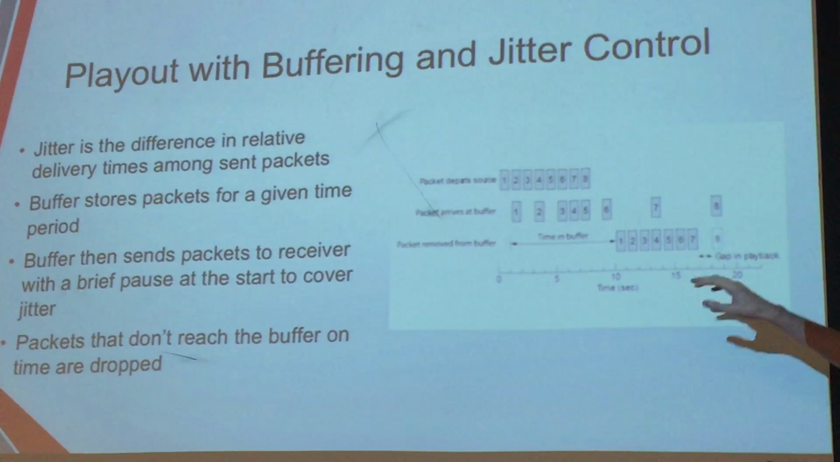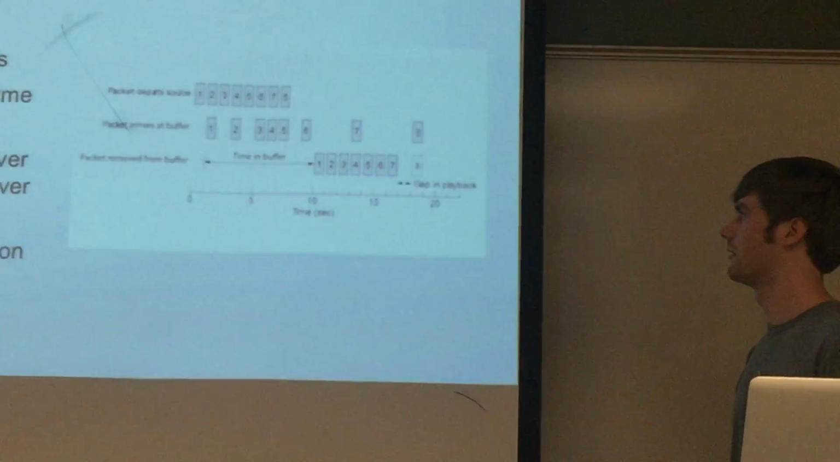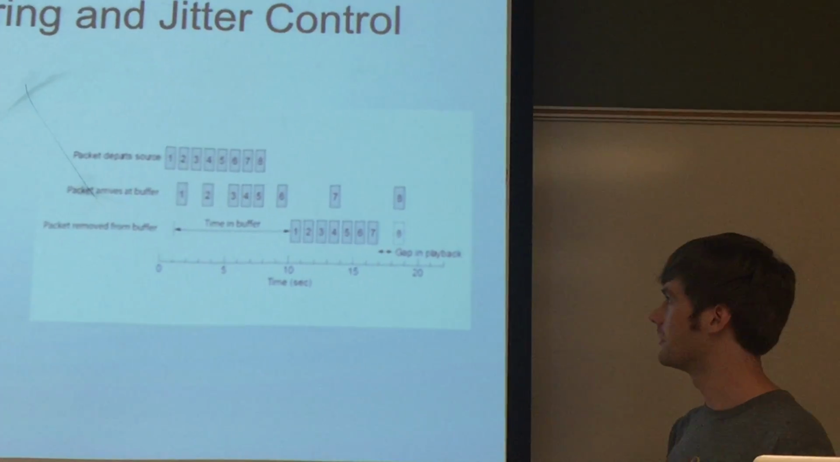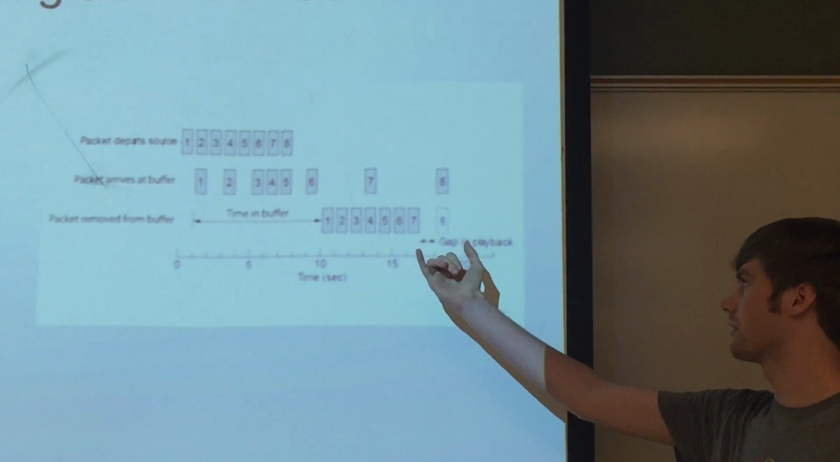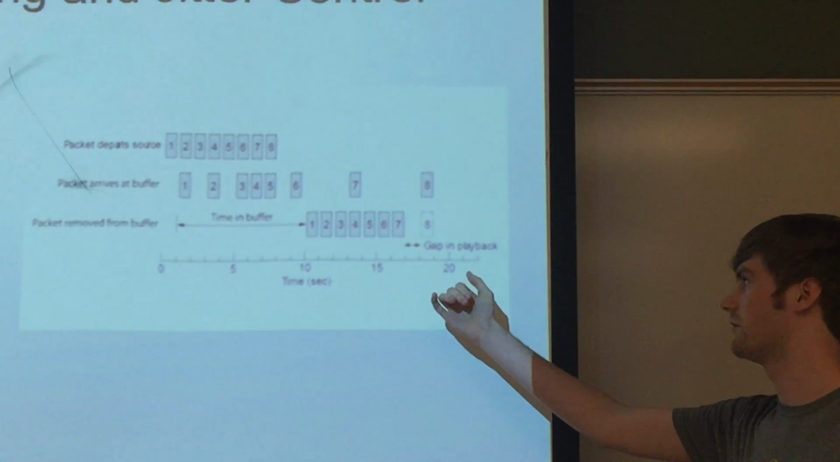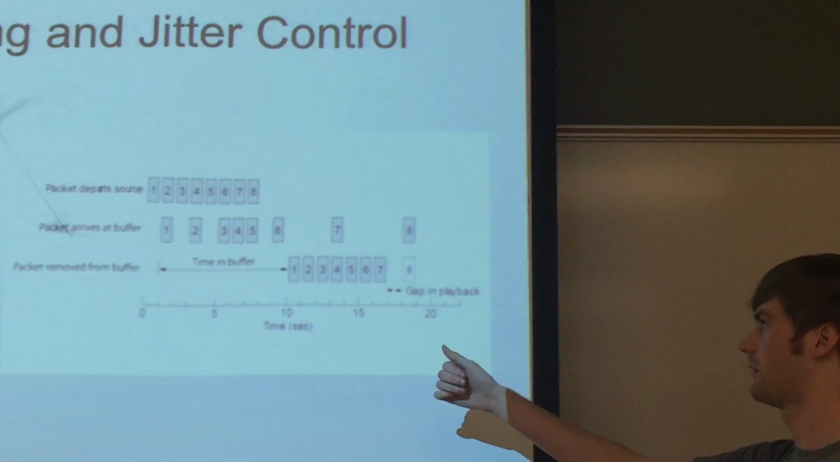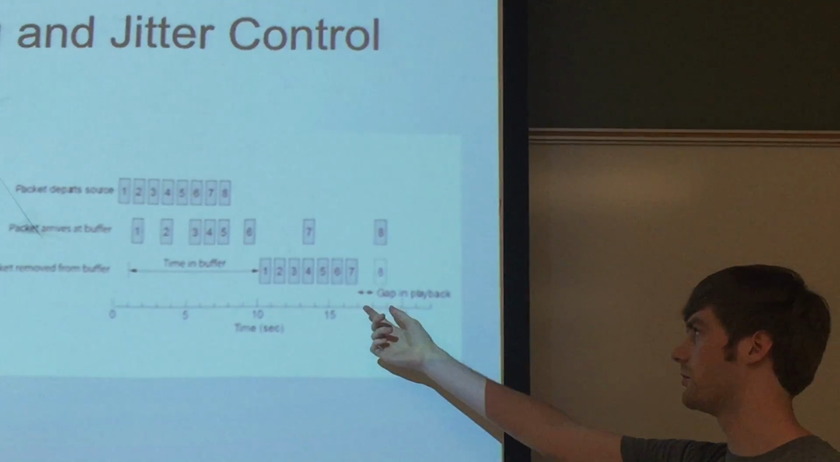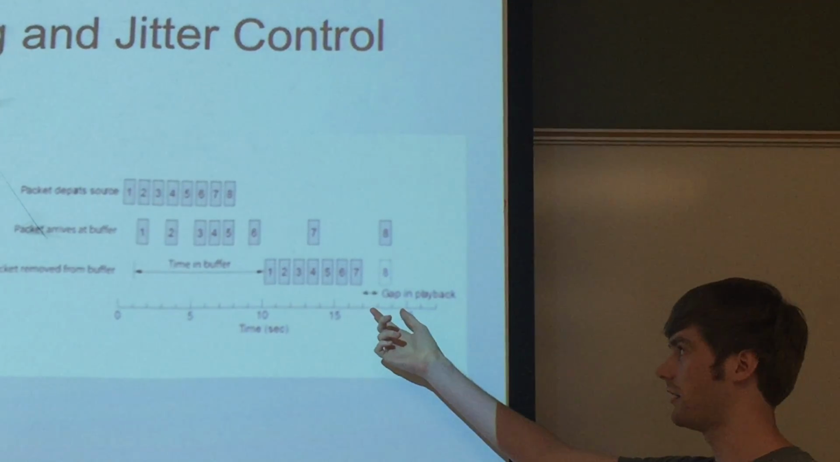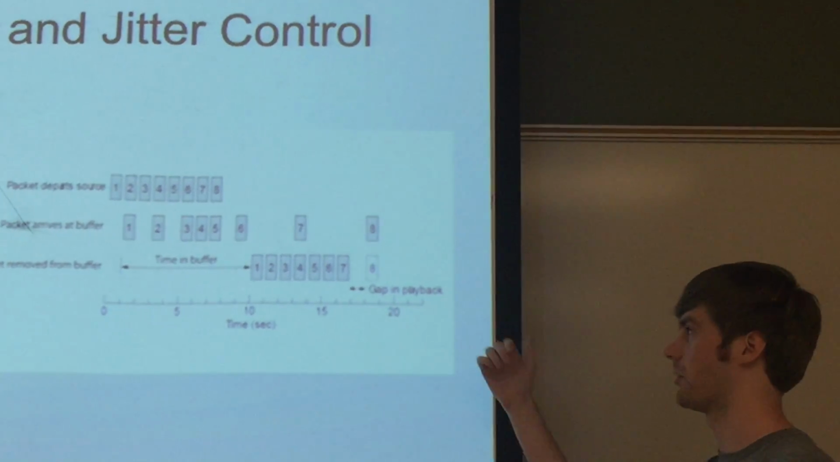And in this diagram, I don't know if you guys can see it, but in this one, the first 7 packets are received by the time they need to be played, but this 8th one isn't received at a certain time. They have two choices here. You can either buffer again, or you can just skip over it.